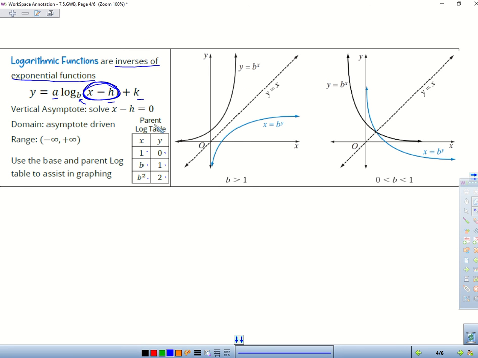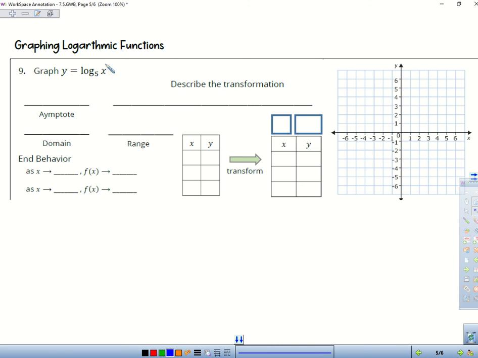In general, a affects the reflection, vertical compression, and stretch. H is left, right, and k is up, down. Remember that? So, do we have any transformations on this one? No transformation, and that's because I don't have an a, h, or k that are any number, okay?